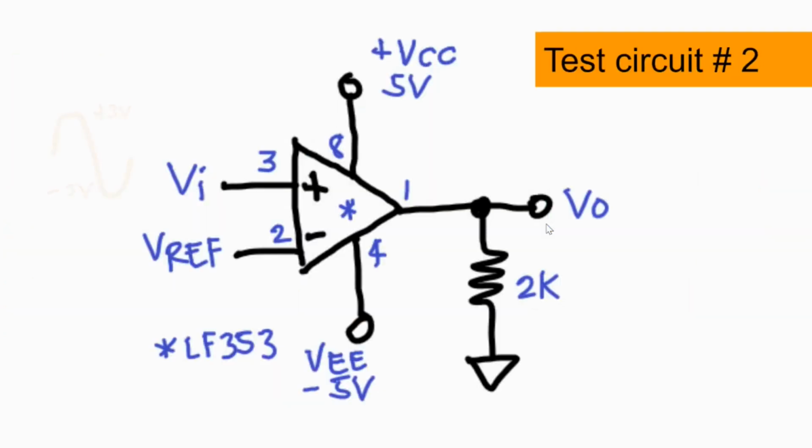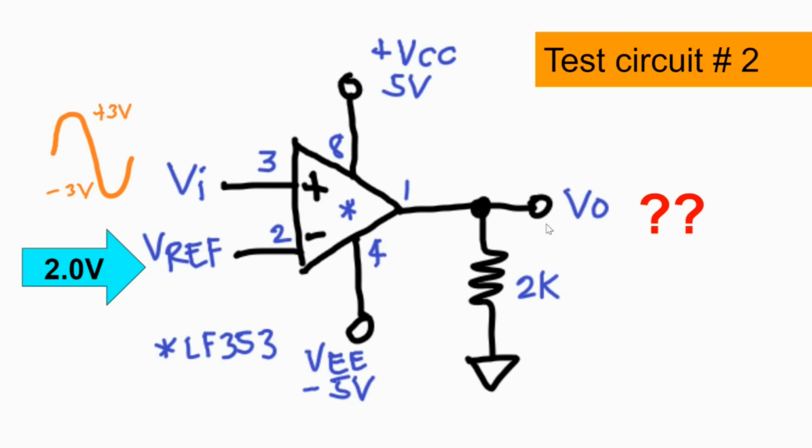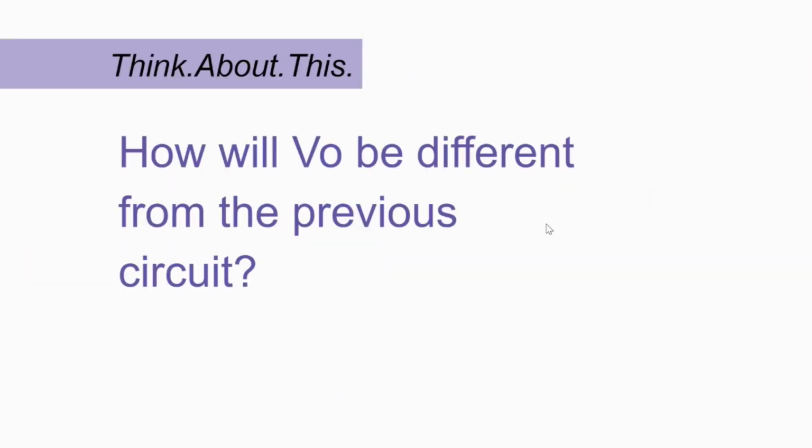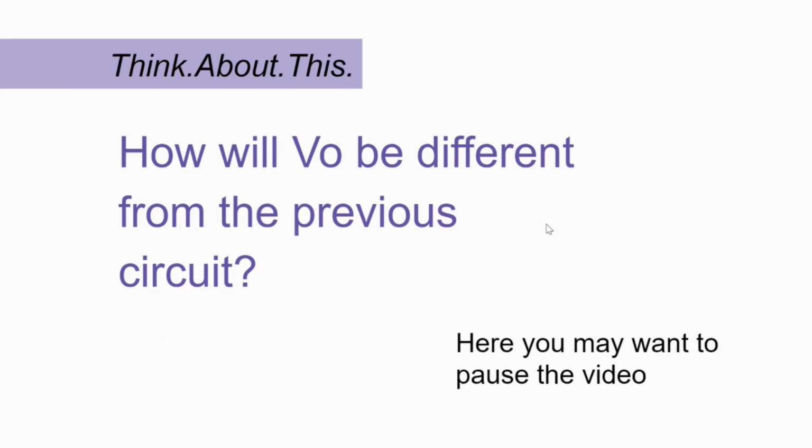Next, let's modify the circuit by making V negative equals Vref equals 2 volts. Okay, let me give you the chance to think about this. How will Vout be different from the previous circuit? You can pause the video before I give you the answer.